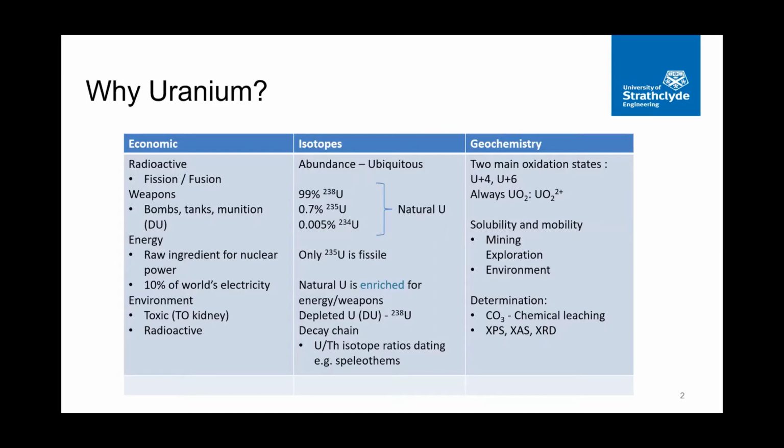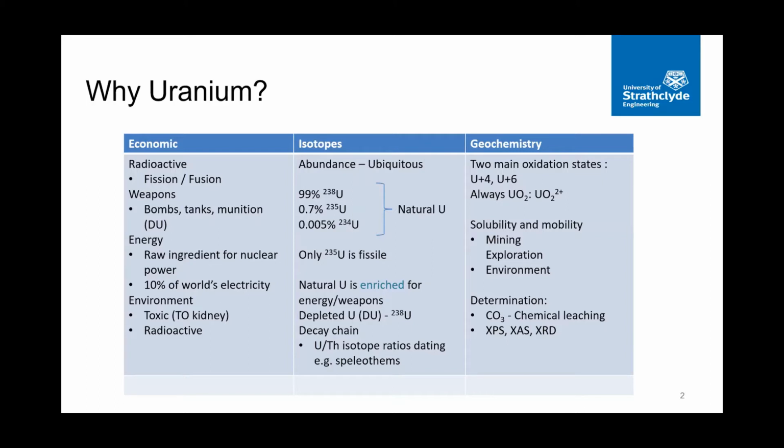Other uses of the decay chain and isotopes are in dating rocks. Using the ends of the decay chains, where uranium naturally goes to lead, uranium-lead and uranium-thorium isotope ratios are used for dating things like speleothems, which tells us about our climatic record. Then there's geochemistry, which is the focus of my work and today's talk.